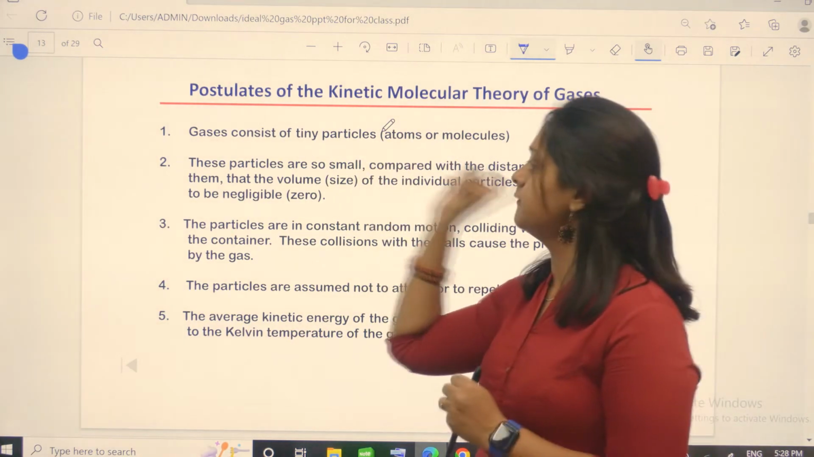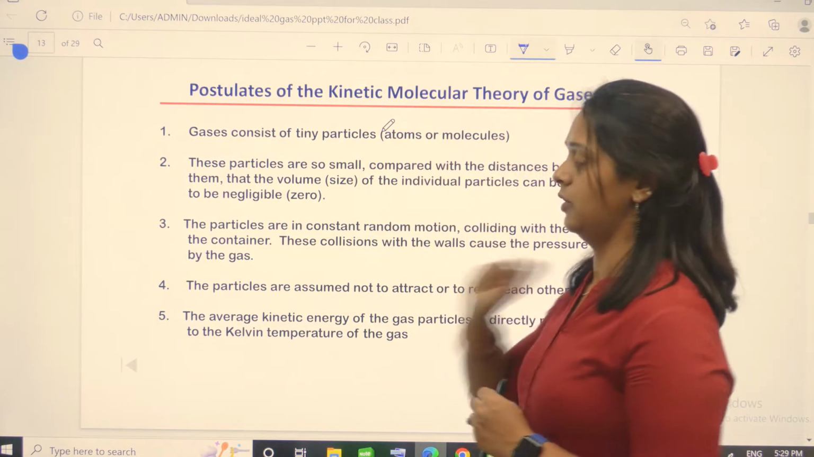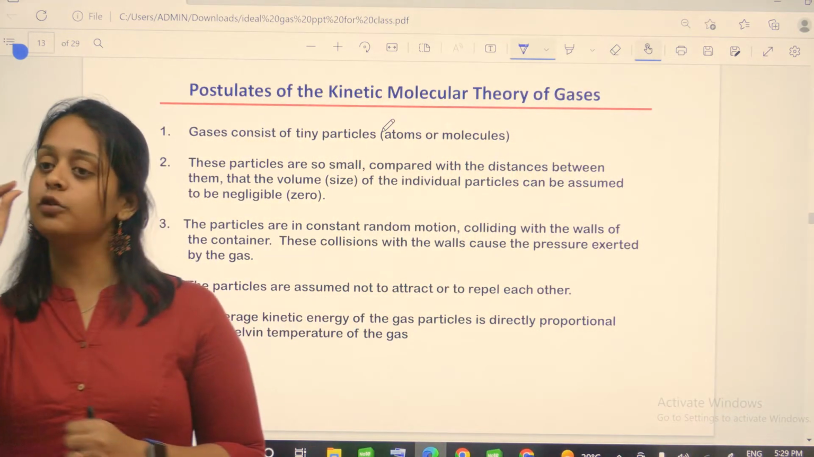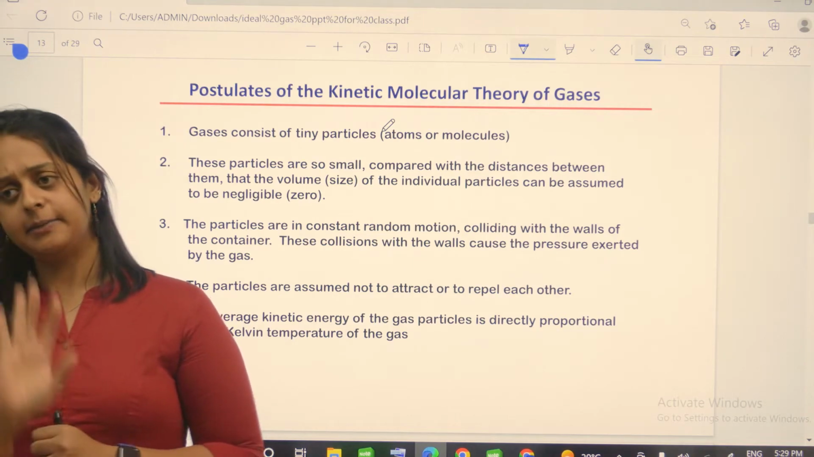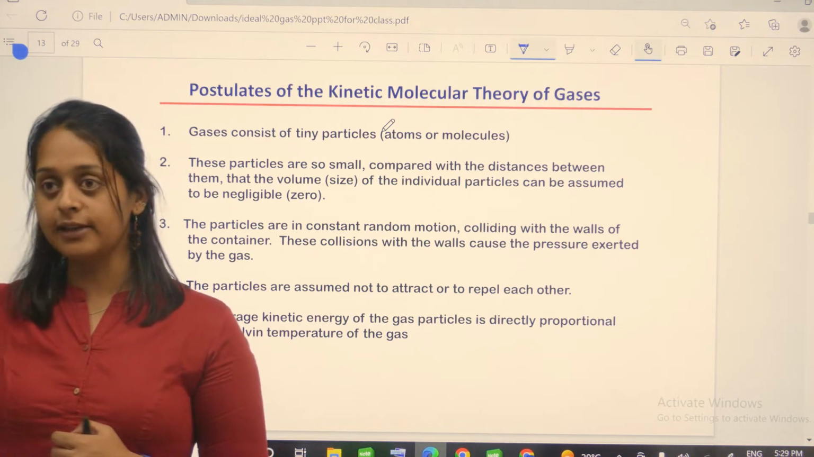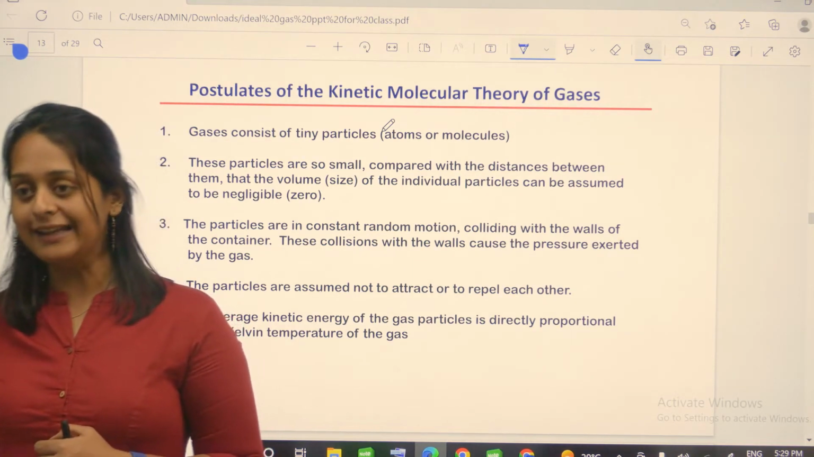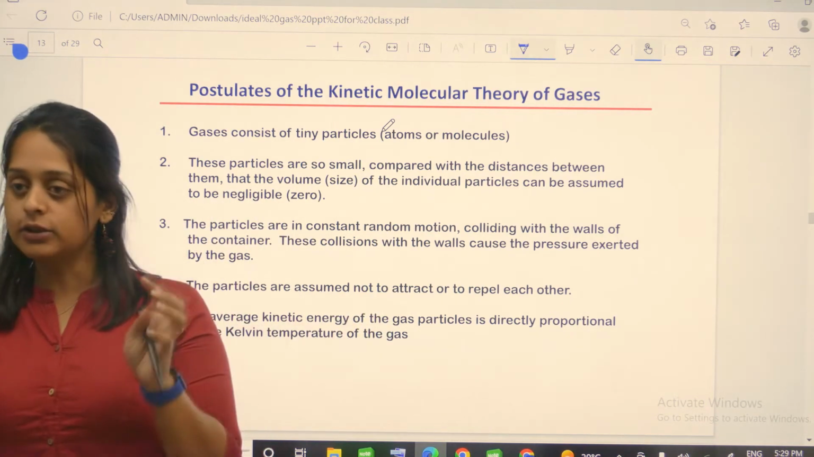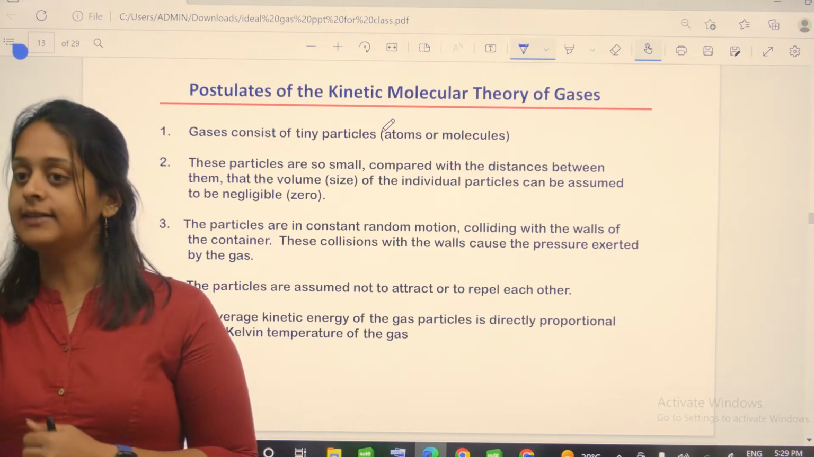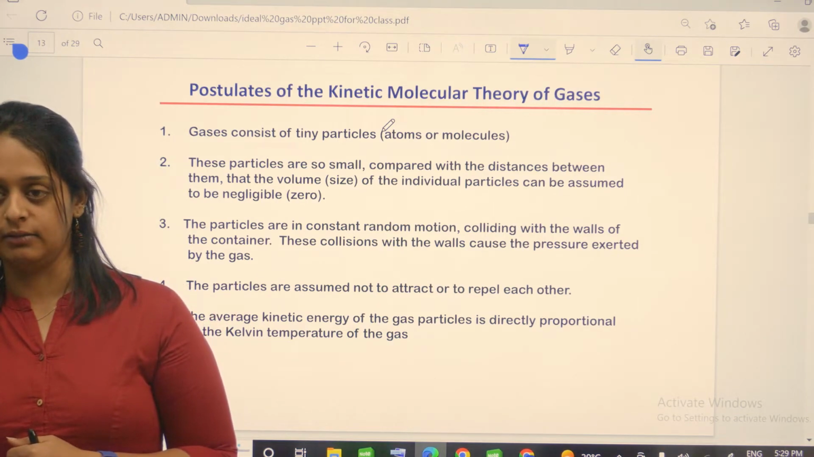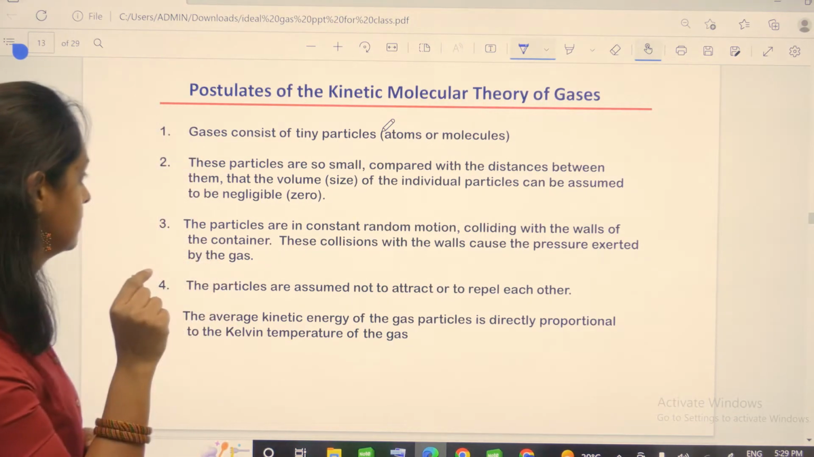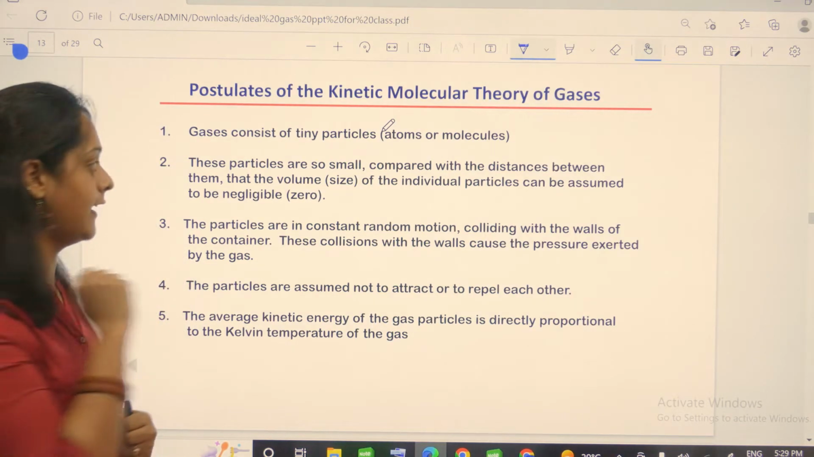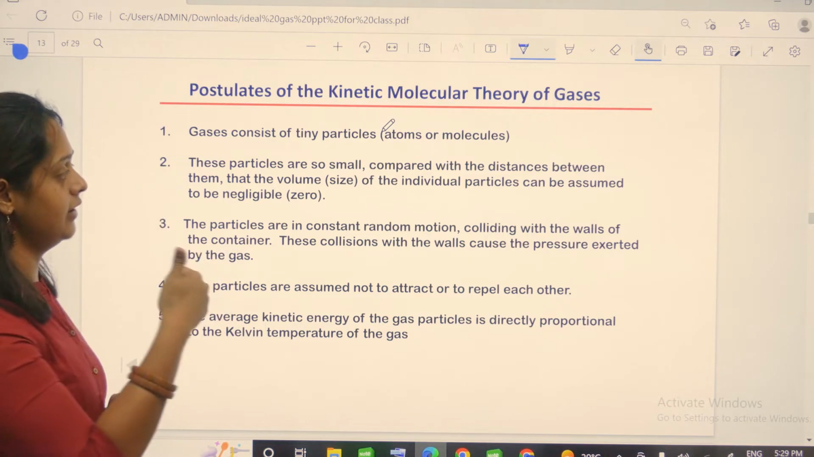Gases consist of tiny particles, atoms or molecules. We consider them to be so tiny in nature, let it be atoms or molecules. If I am taking CO2, a bigger molecule like that, or irrespective if I take a helium atom, both are considered as tiny particles only. Karan, are you following? Yes, ma'am.